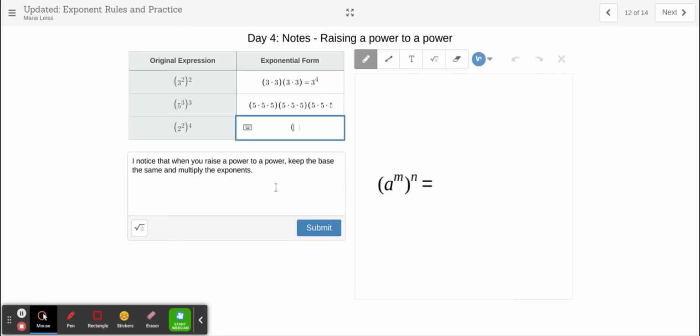On this last one, let's just apply this rule. Keep the base the same. My base would be a 2. And if I multiply those exponents, 2 times 4 is 8. So that's how that works.